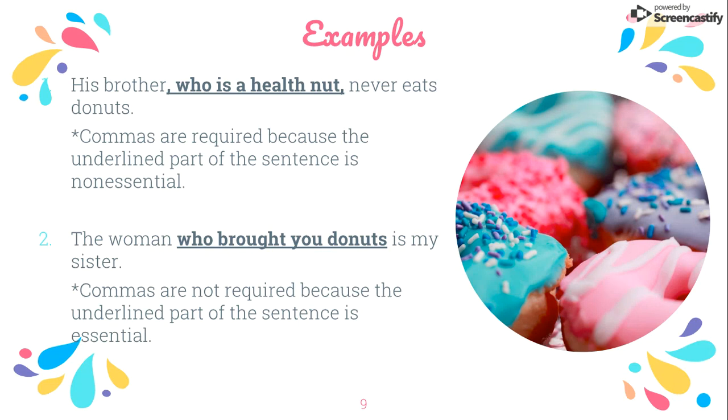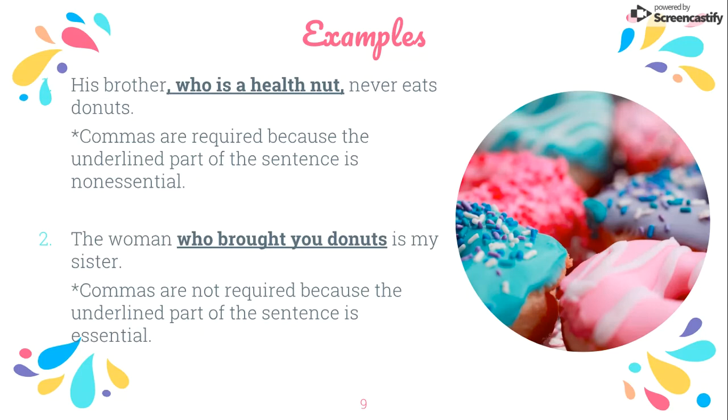His brother, who is a health nut, never eats donuts. So in this one, commas are required because the underlined part of the sentence is non-essential. You could say, his brother never eats donuts. But it's important for us to include that non-essential clause because it gives us more information. It doesn't change the meaning, but it does add additional information.